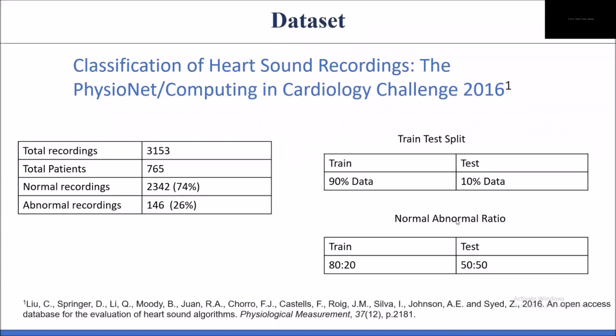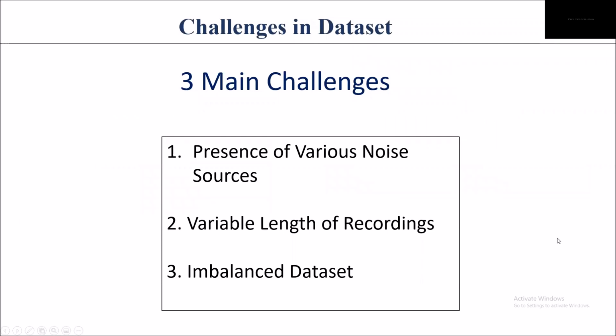For our research task, we have used the Physionet and Computing in Cardiology Challenge 2016 public dataset. It consists of about 3,000 recordings collected by 7 research groups from 7 countries. Among the recordings, 74% are normal and 26% are abnormal. For the test split, we use 10% data for the test and 90% data for the training. To check the performance of the model correctly, we keep an equal ratio of normal and abnormal class in the test split. We detect 3 main challenges in the dataset. Throughout the presentation, we will show how we have overcome these challenges.